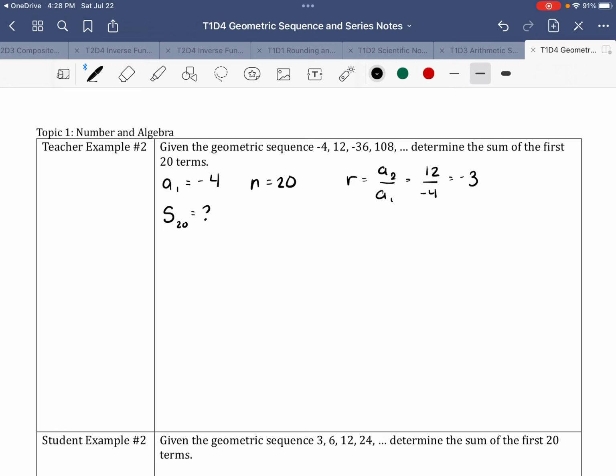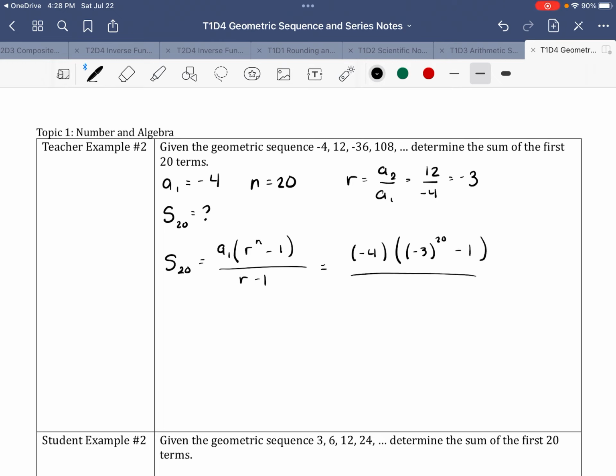In order to find the sum of our 20 terms, I'm just going to use the first equation. S sub 20 equals a sub 1 times r to the n power minus 1 over r minus 1. Okay, just be careful when you're plugging in all of these numbers. -4 times, and then we're going to take r, -3 to the 20th power minus 1, all over -3 minus 1. Put that through the calculator and you're going to get a really, really big number.